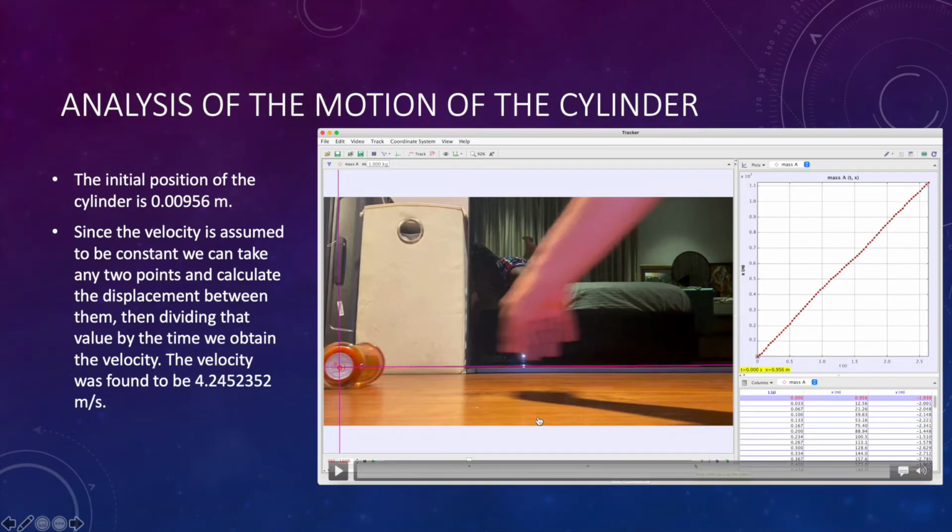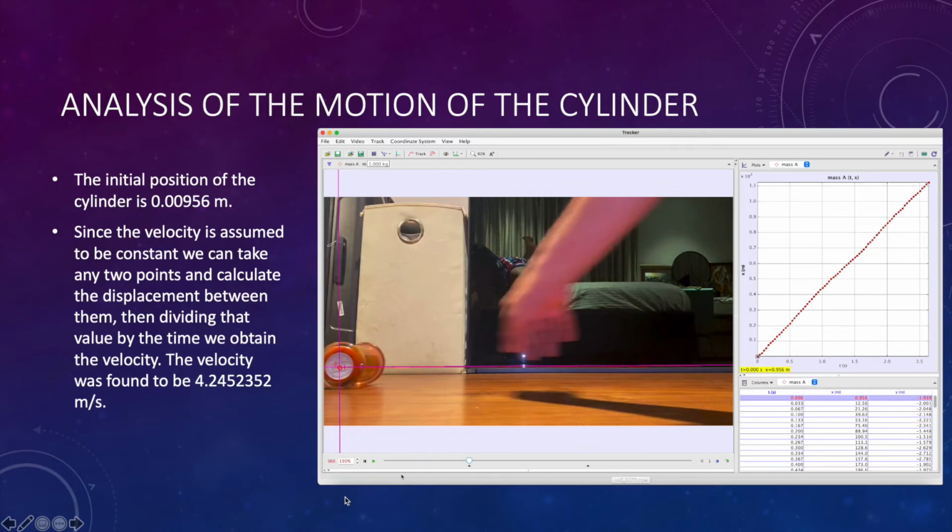The video currently being displayed is the Tracker software being used in order to analyze the video recorded.